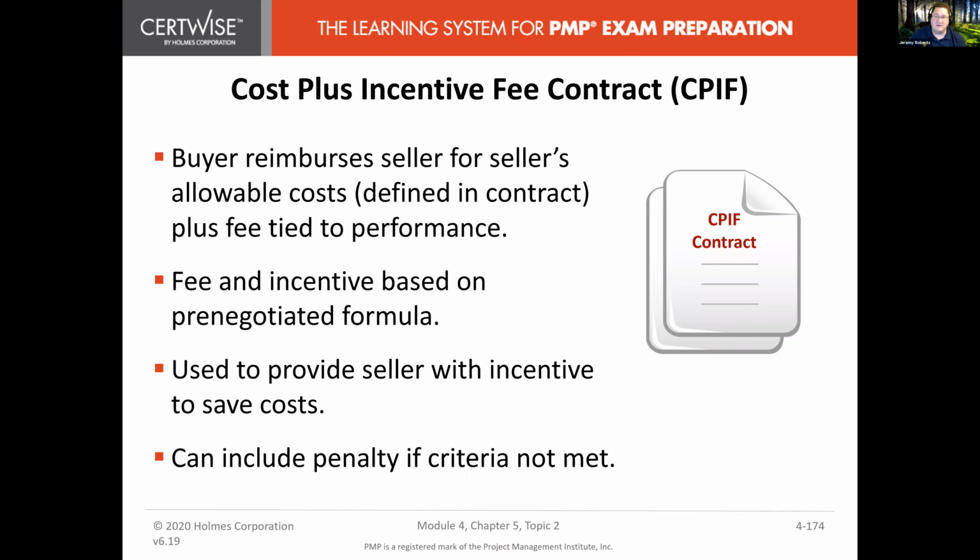So cost plus incentive fee contract. Like I mentioned, there's essentially a bonus or a penalty assigned to the performance. And that fee or incentive is based on a negotiated formula. Could be days before a deadline, days after a deadline. And it gives the seller an incentive to get the job done sooner. And it could be a penalty. It can motivate them to get the job done, regardless if it's done early or done late.